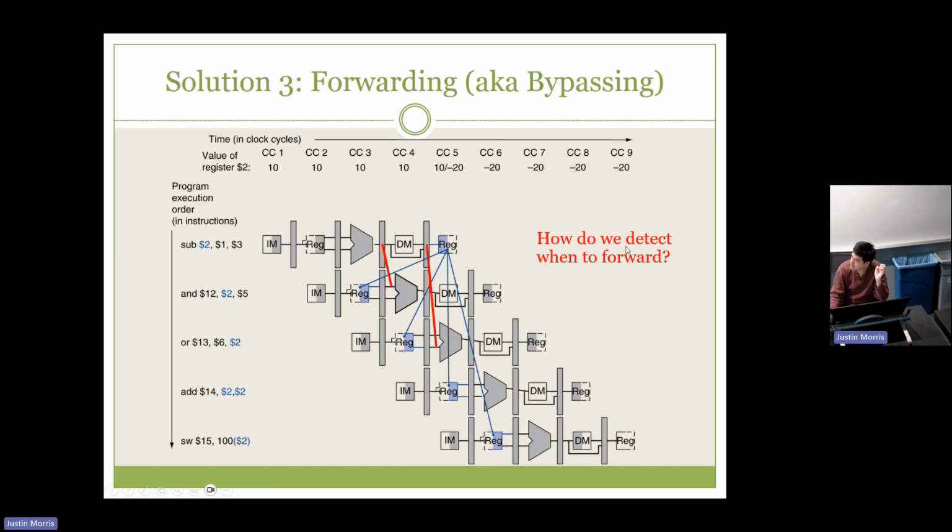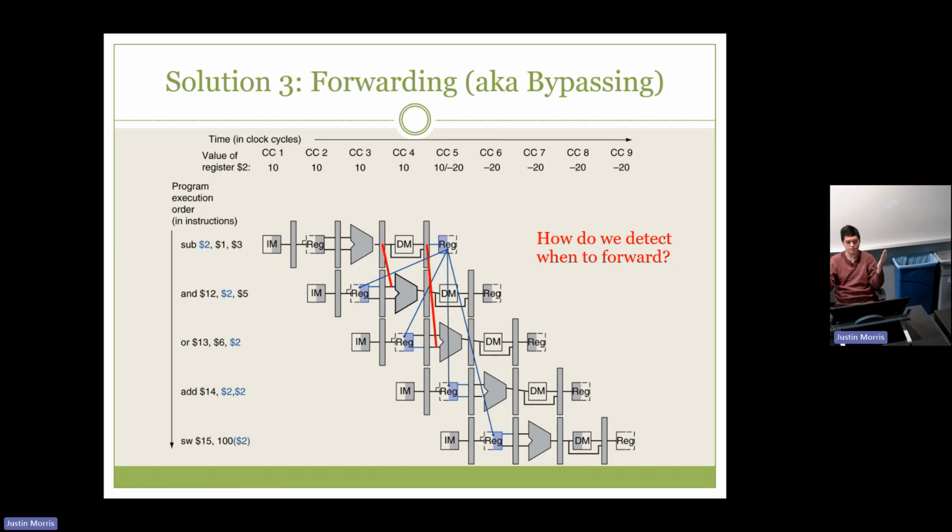And then this is just asking, how do we detect when to forward? We kind of talked about this already, right? When I'm in decode, I'm checking my operands with the destination operand of the instructions in front of me, and we have those stored in the registers, right? If I can't do forwarding, I stop. But if I can do forwarding, it's not a hazard. I just need to, in the execute stage, check.